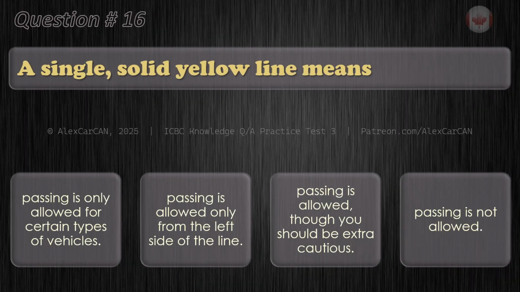Question number 16. A single, solid yellow line means passing is only allowed for certain types of vehicles. Passing is allowed only from the left side of the line. Passing is allowed, though you should be extra cautious. Passing is not allowed.